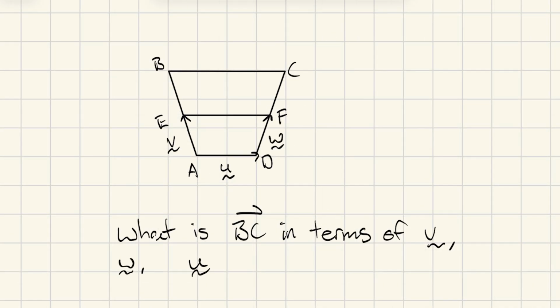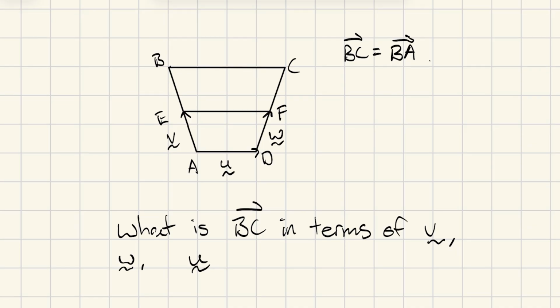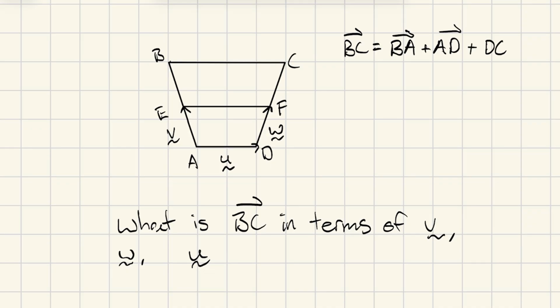Now another type of question would be, what is BC in terms of V, W, and U? What I would do first is just trace the path. So we want to get from B to C, what pathways can we take? Well, we can go from B to A. So we can come down this line. Then we could go from A to D. Come across here. And then from here, we can go up to C. So it's just about finding another pathway.